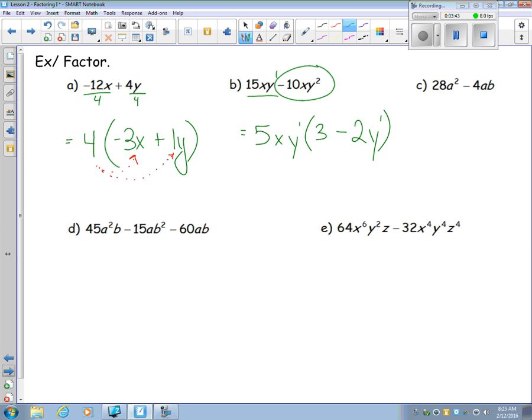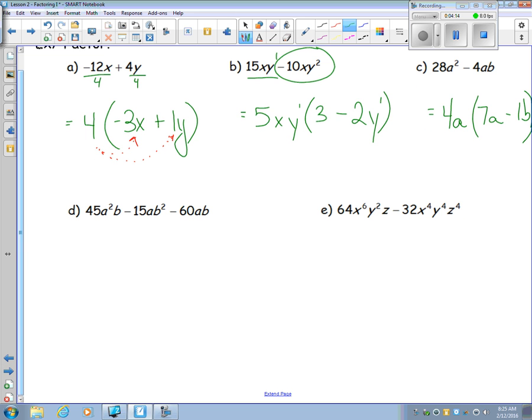Try the third one. 28a squared minus 4ab. They're both divisible by 4, and they both have the letter a in them. 28 divided by 4 is 7. There was two a's, but I took one out, so I have one left. Minus 4 divided by 4 is 1. There was an a, but I took it out, so all I'm left with is the b. There's our expression. Okay, hopefully we're getting the hang of this a little bit. Try the next one.